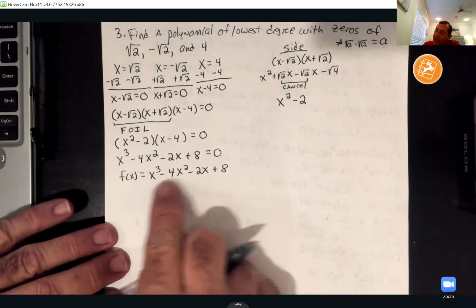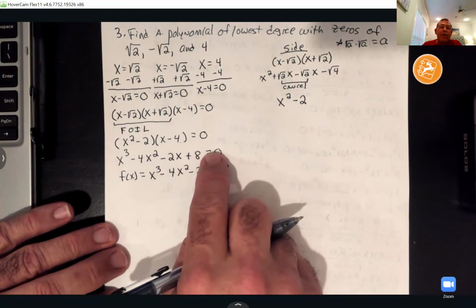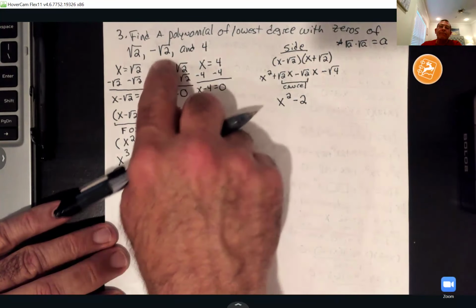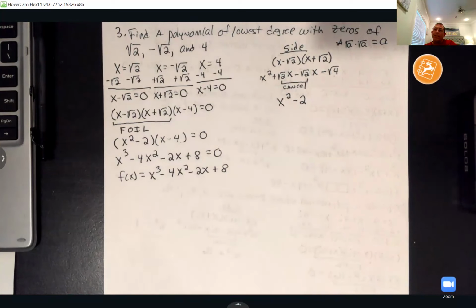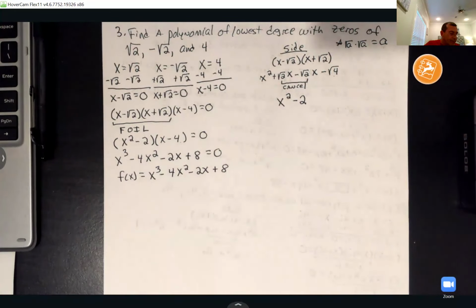So if you just realize you're starting in reverse from the polynomial, you set it equal to 0, you factor it out, and then you just keep working backwards to get those answers. So we're starting from the answers going in reverse.